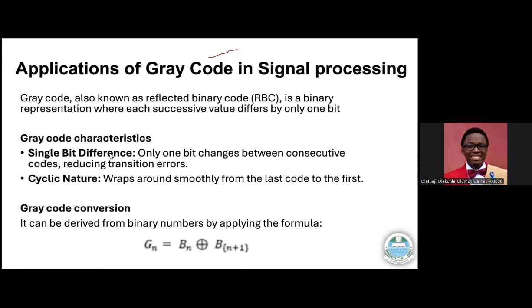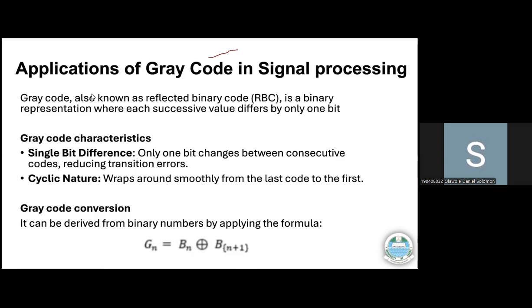Good morning, everyone. I'm Daniel Olawale. I'm talking about application of gray code in signal processing. As Dr. Ibasi explained, gray code is also known as reflected binary code, in short, RBC. It's a type of binary number where successive numbers change in only one bit, compared to binary that changes in two, three, or even more.